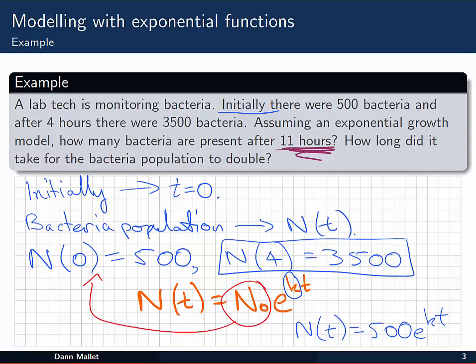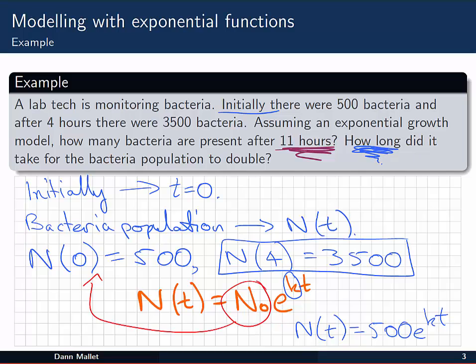Something you might want to make sure is that it's well and truly more than the number of bacteria after 4 hours, remembering that our bacteria are growing exponentially. And it is, it's a lot bigger than 3,500. The second question asks, how long did it take for the bacteria population to double?